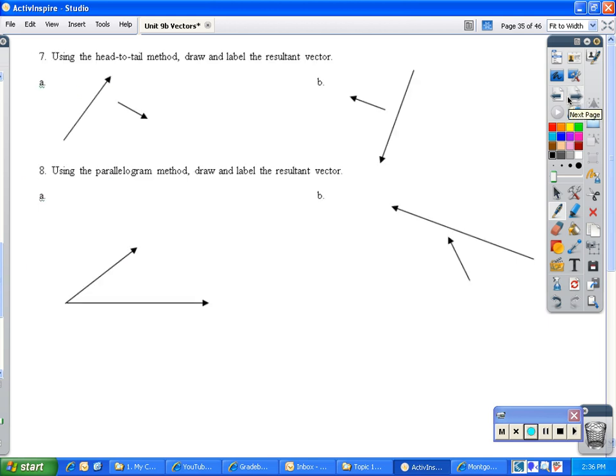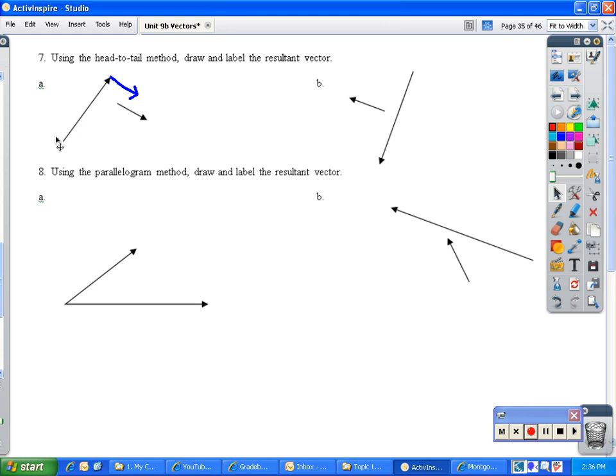Numbers 7 and 8 are our adding methods. I'm adding using head to tail and using the parallelogram method. So we had done this in class. Head to tail method was always talking about taking one vector, making the tail of this vector touch the head of the other vector. And our answer, our resultant vector, started at the first tail, ended at the last head, and went in this direction.